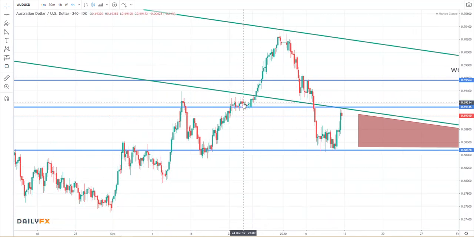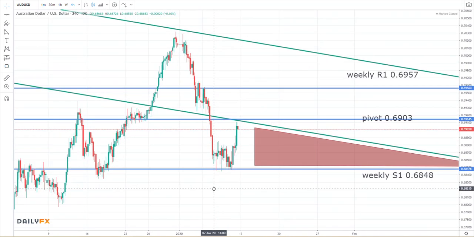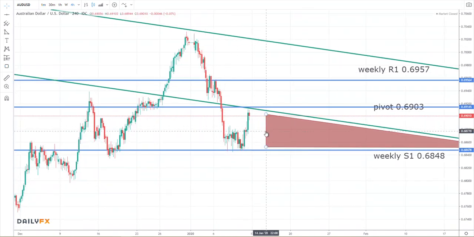So here's how price is moving. It's approaching this wedge. It looks like we might have a short-term sell, but we might only get about 50 pips out of it. And if I was selling this, I would either wait for a retrace to the weekly R1, or I'd sell and put my stop here above the pivot.